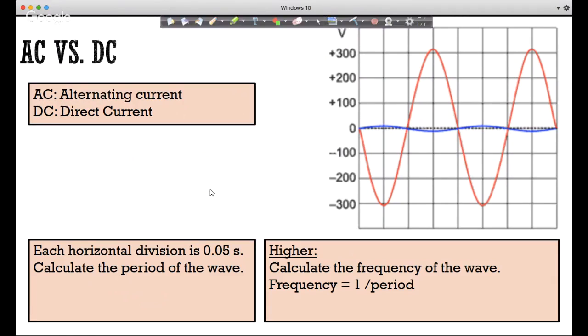If you were asked to calculate maybe the time period of this wave, they'll tell you what each division is worth on the screen there. You look at one complete wave. One complete wave will finish here. So what have we got there? We've got 4 squares. And we know each time division is that, so you do 4 times 0.05, and that'll tell you the time period of one wave, so how long it takes for the wave to go backwards and forwards.